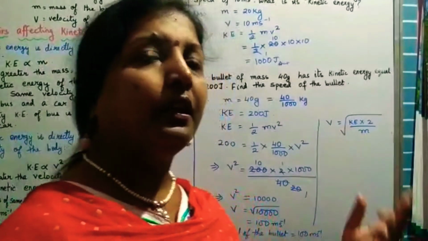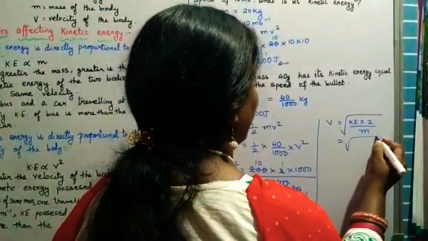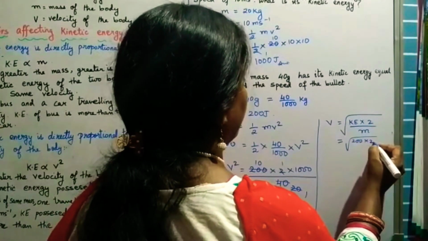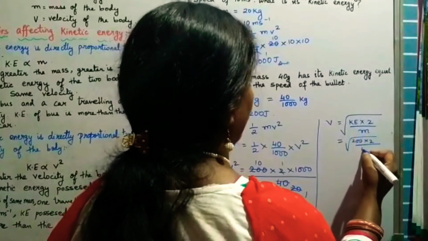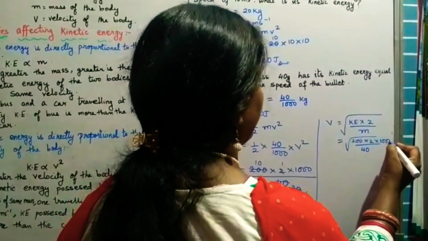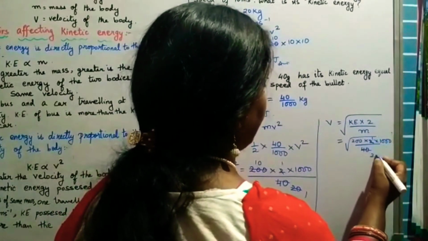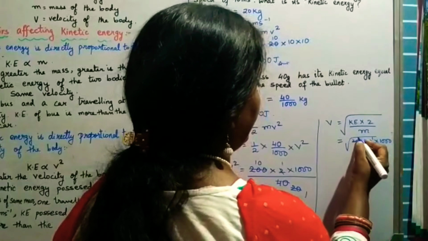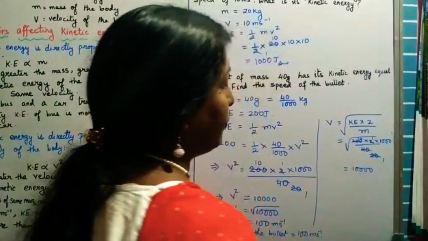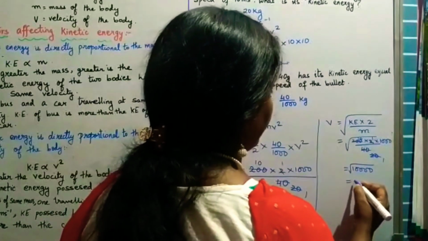So let us solve using this even. Square root of, in place of kinetic energy, you write 200 into 2 by the mass, which is given as 40 divided by 1000. So it goes to the numerator. Do the cancellations. 2 1s are 2, 2 0s are 20, 1s are 20, 10s are, we get the same 1 with 4 zeros, and the square root of it. So we get 100 meter per second.